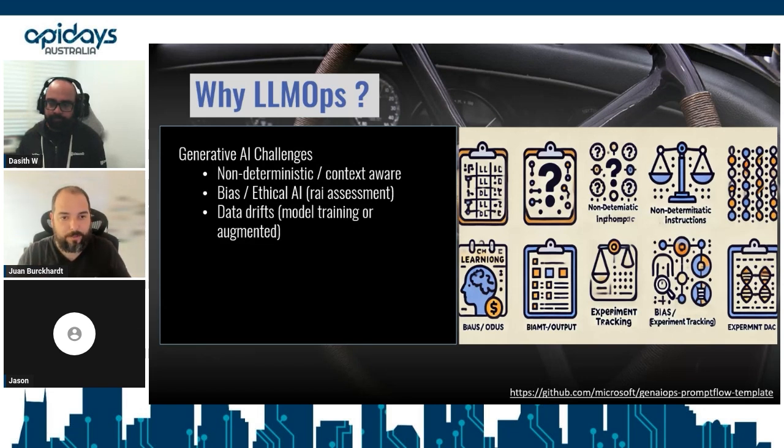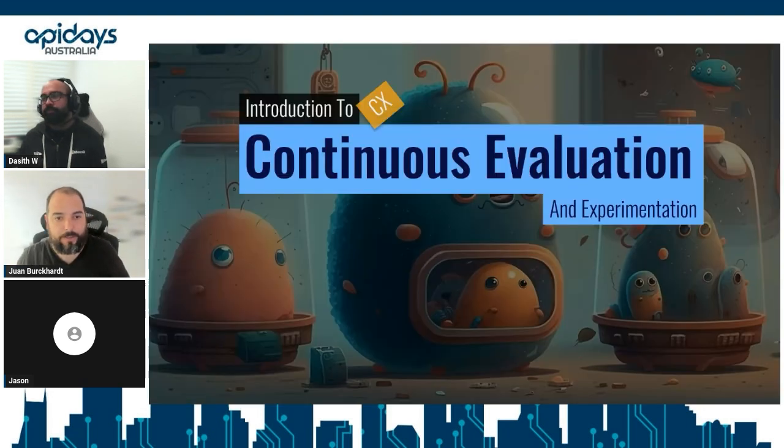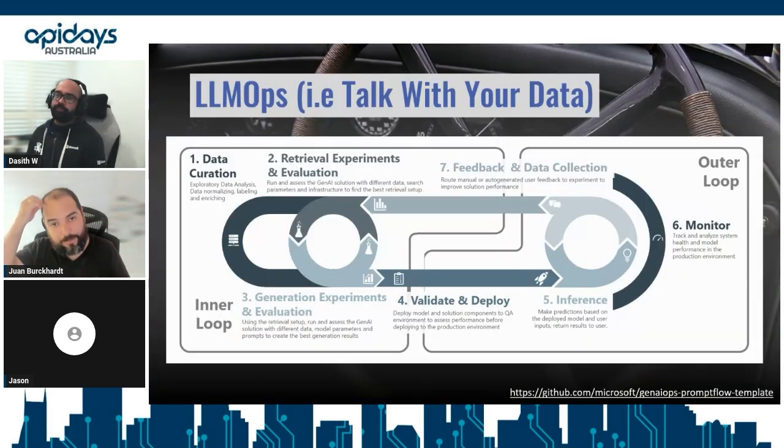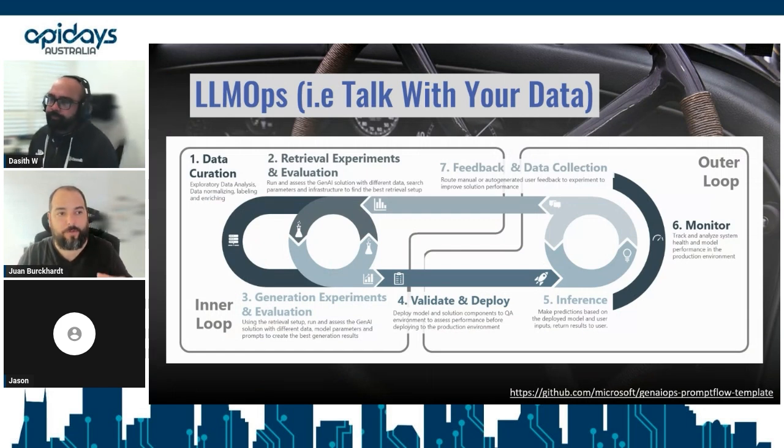So why you need LLM ops, and what is the new thing that makes it interesting? If you go to the next slide, it's the continuous evaluation and continuous experimentation. So let's see an example of an implementation. Here you see an implementation of talk with your data. I won't go into details of each one of these steps here, but what I want you to see is on the left side, you have the inner loop. The inner loop has the experiments and evaluation.